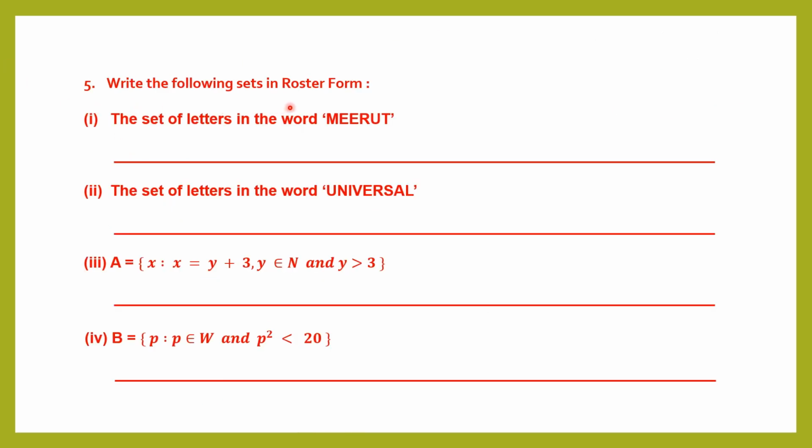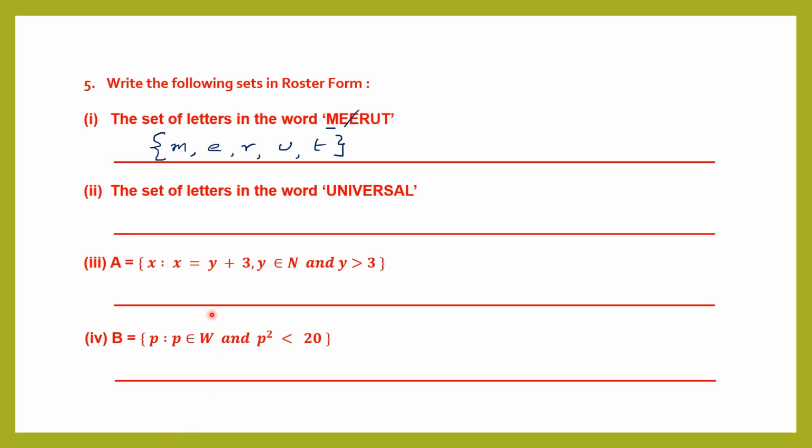Question 5. Write the following sets in the roster form. The first question: the set of letters in the word merit. Now we need to write this in the roster form. So how do we do it? We put it in curly brackets and we write every letter separately as small letters and put a comma after each. So we write M. The first letter is M here. Then we put a comma. Then we write E. Now remember the rule, you must not repeat letters. So I will not write the next E. Then R, U and T. So these are the elements of the set in the roster form.